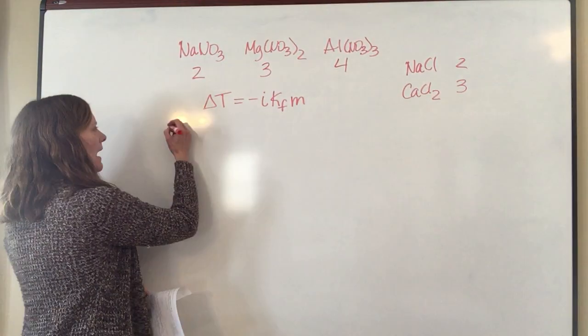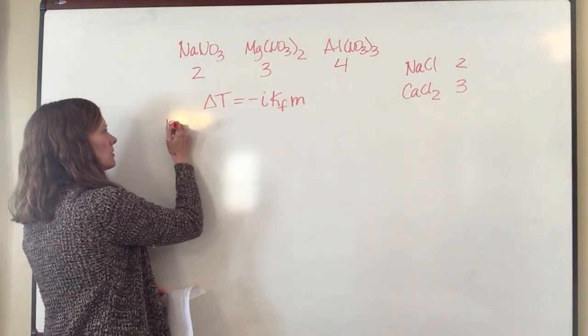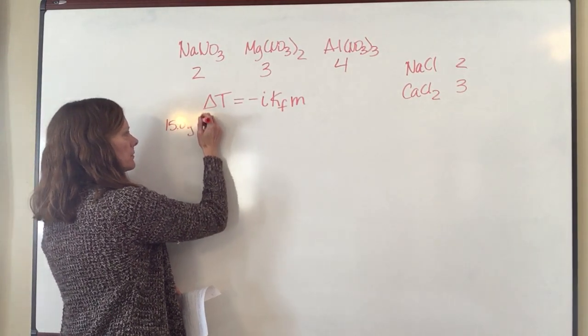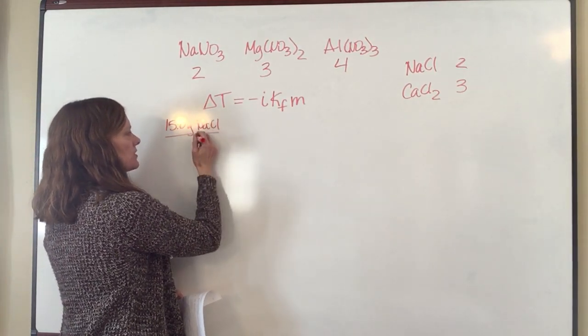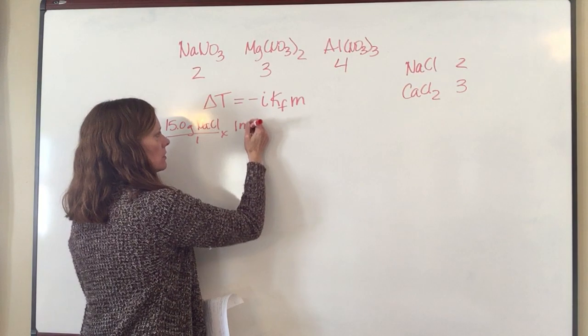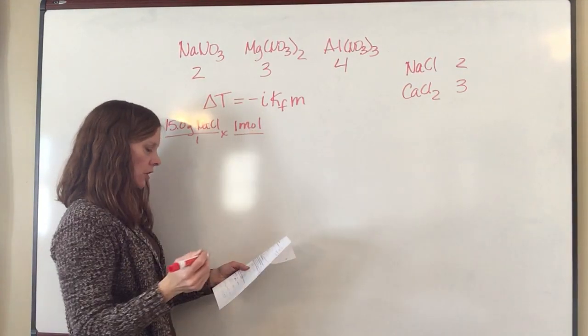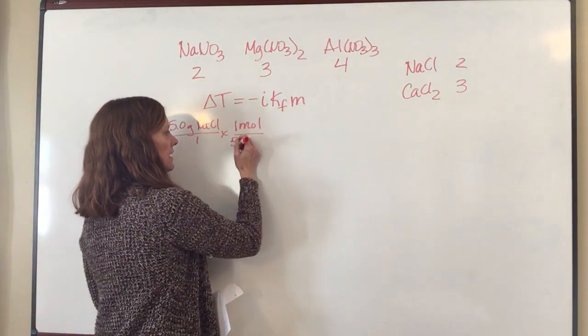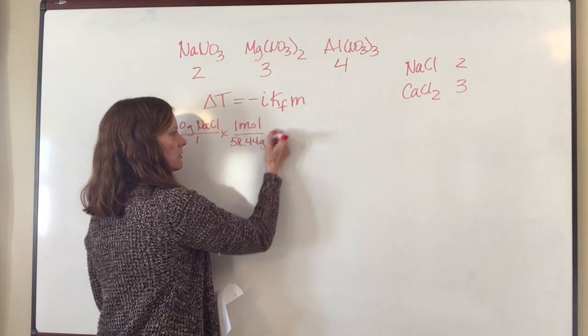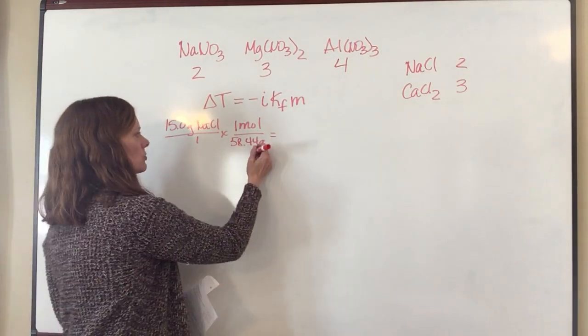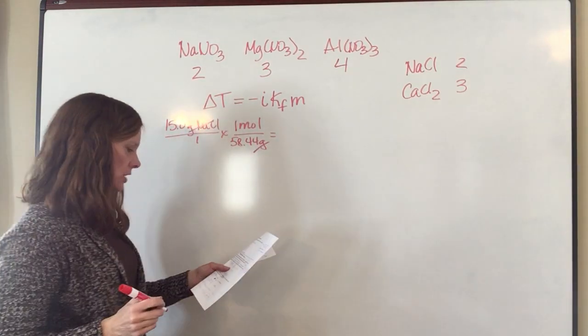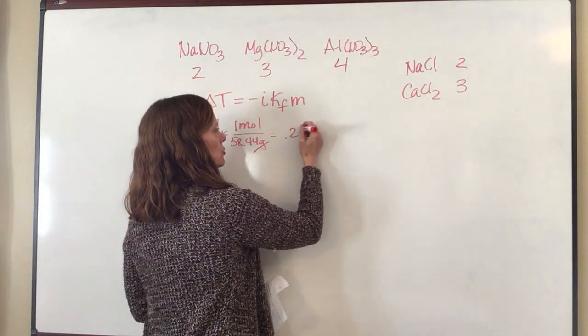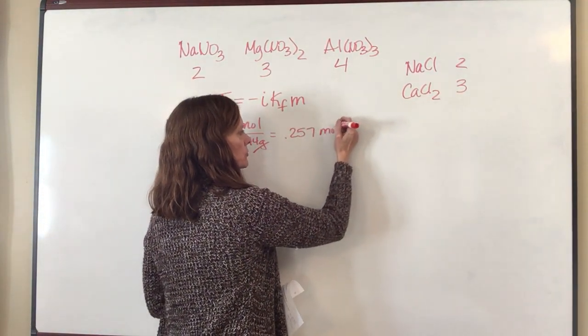I know that I have 15 grams of salt, and so I need to convert that to moles. In 1 mole of salt, there are 58.44 grams of salt, and so grams will cancel out, and that will give me 0.257 moles.